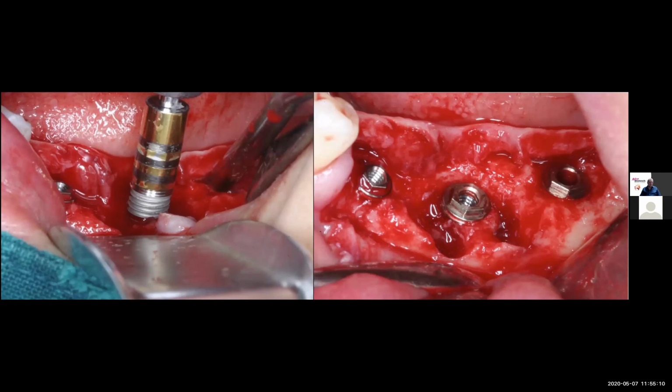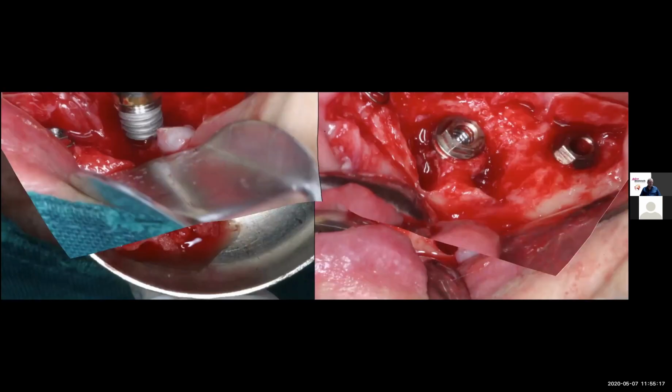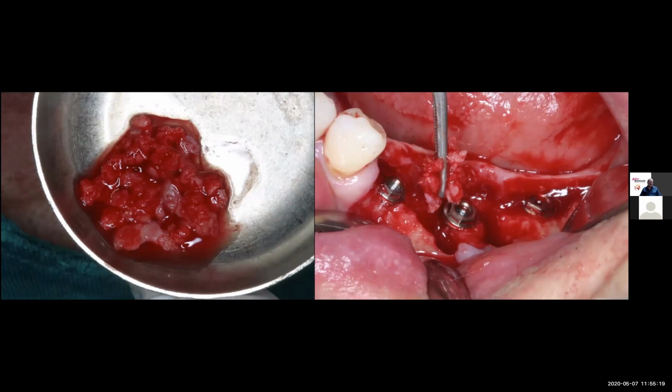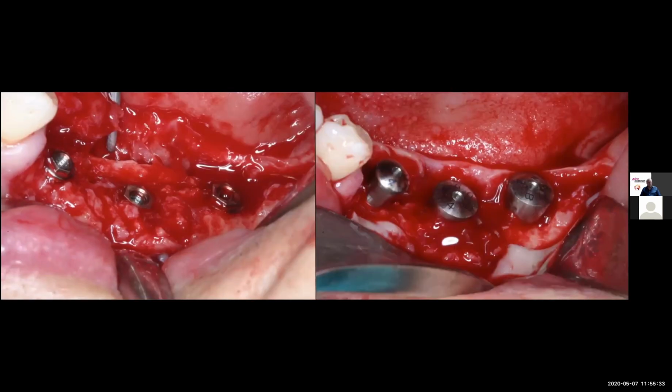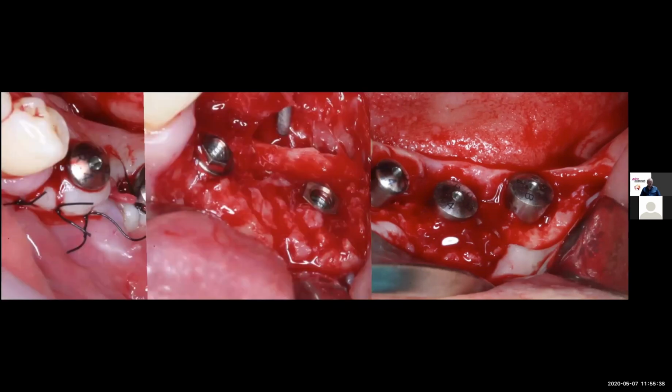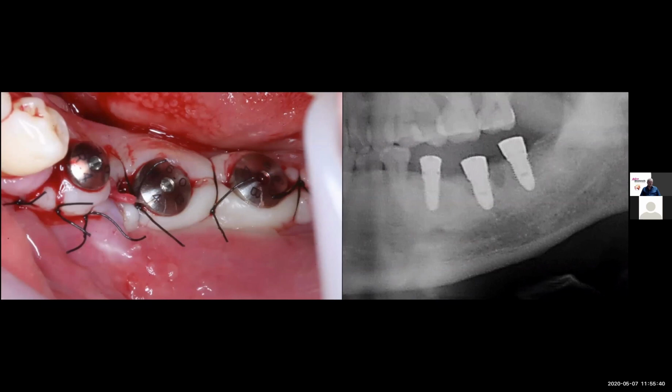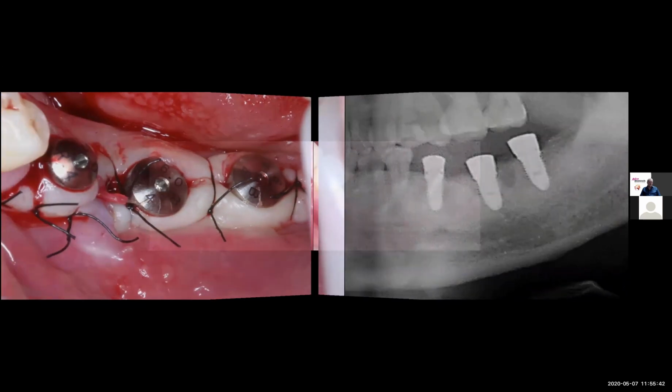Notice that there is bone loss, a defect around this implant. That will be grafted with a sticky bone, which is a combination of an alveolar allograft in combination with concentrated growth factors, or PRP. This is placed over the implant. The mucoperiosteal flap is repositioned and sutured.